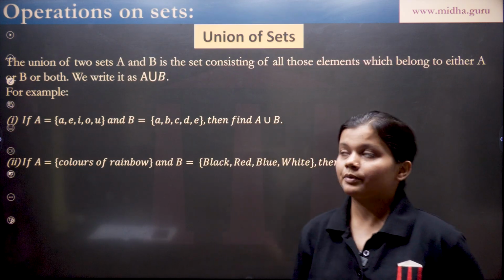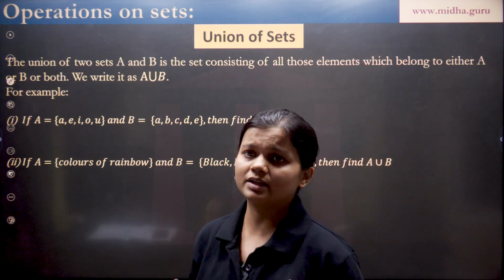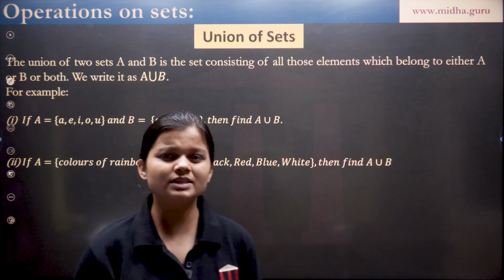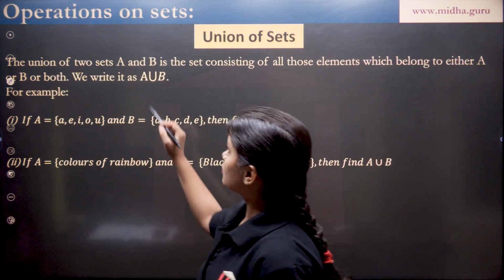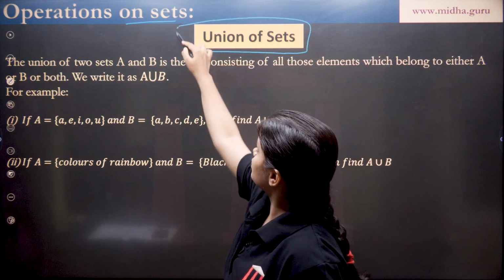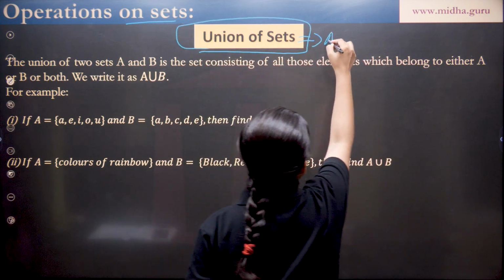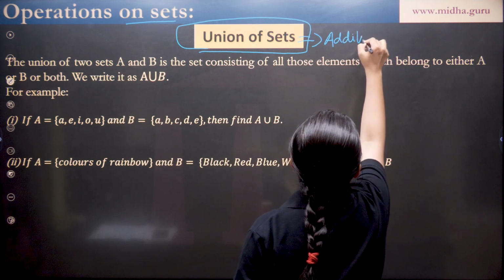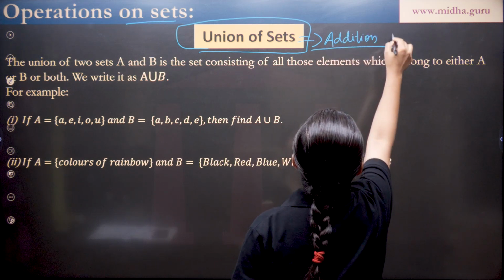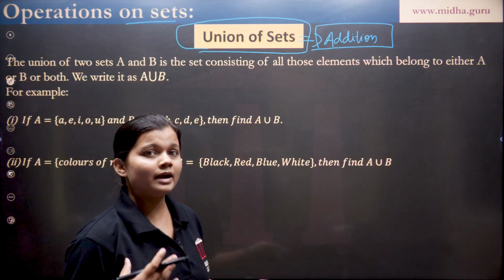Okay. Now next is operations on sets. What is operations on set? It is quite important and interesting and easy as well, right? So on operations of sets, we will first understand union of sets. What is union? Union simply means addition. So we have to add two sets.